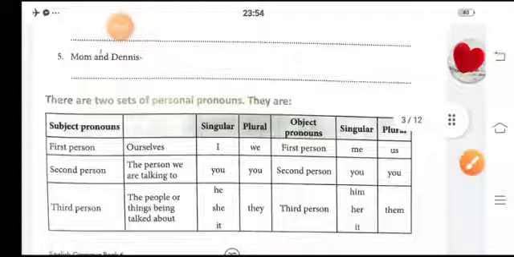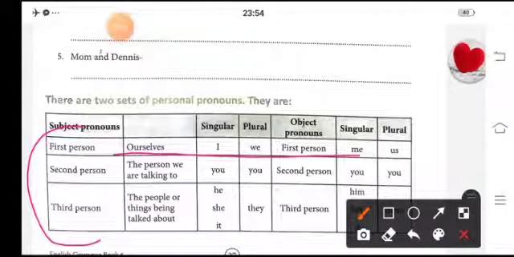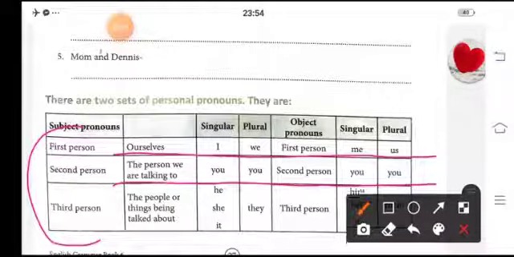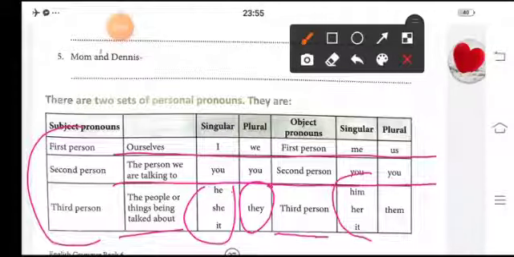So, there are two sets of personal pronouns, arranged by first person, second person and third person. First person, ourselves: I, we. First person: me, us. Second person, the person we are talking to: you. And third person, the people or things being talked about, like he, she, it. In plural, they. Third person he, she, it becomes him, her, it, and plural is them.